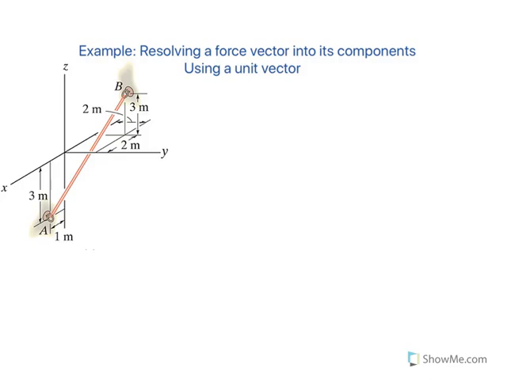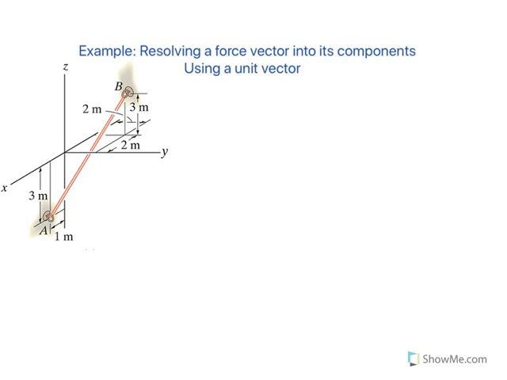So we have already seen how we can find the unit vector along line AB, and I want to use this unit vector to find eventually a force which is going to act along this line. We'll get to that in a minute.